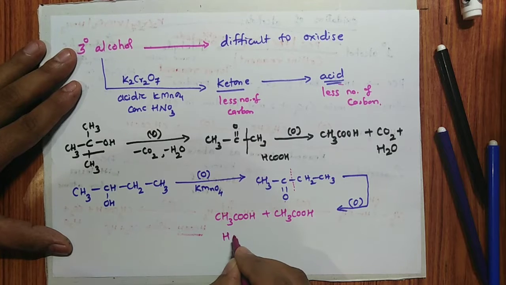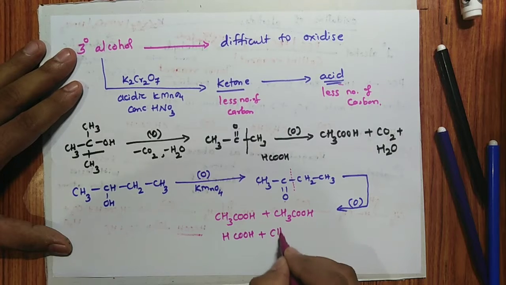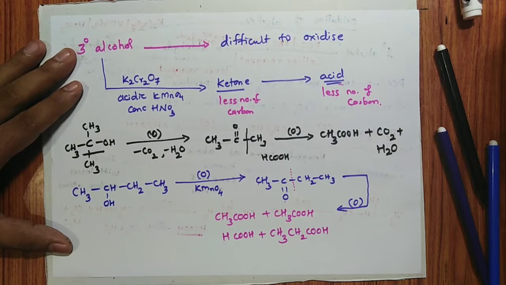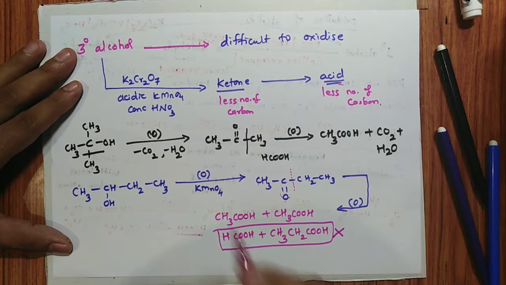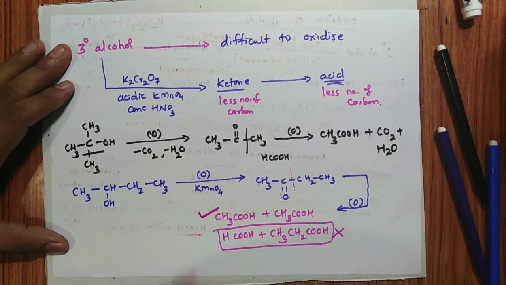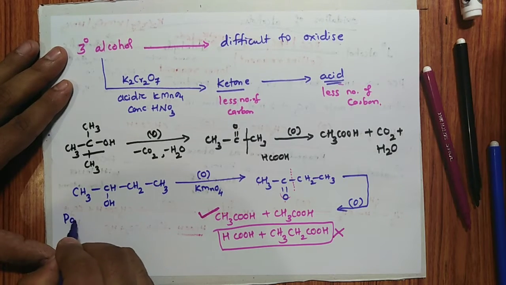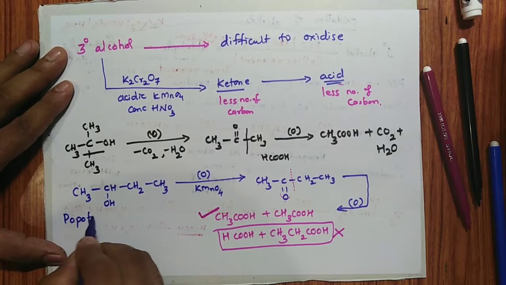Which product? HCOOH, further it is CO2 and H2O, plus CH3, CH2, COOH. How is it obtained? If you break the bond here, HCOOH, CH3, CH2, COOH. But very important, remember, this product you will never get and this product is possible. Then the question is, how can we identify which product is formed? Why not this product? For that, remember, I will tell you one rule, that is Popoff's rule.